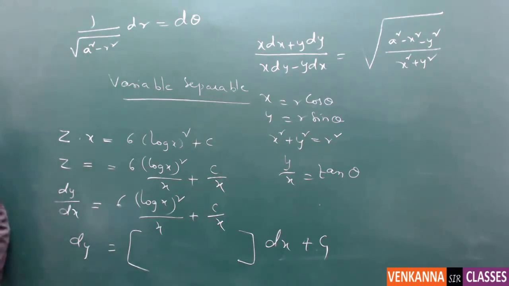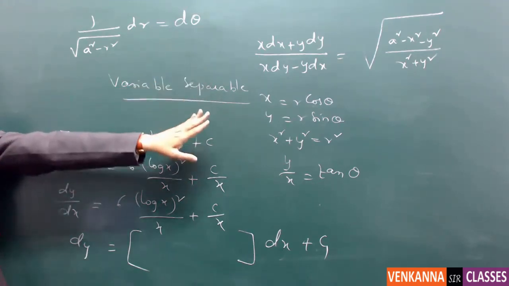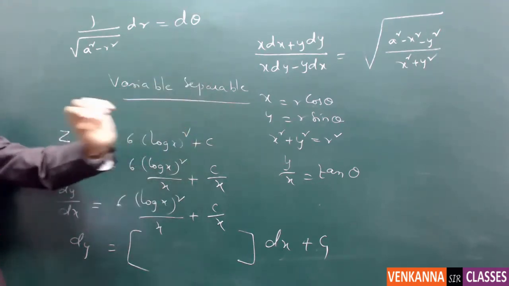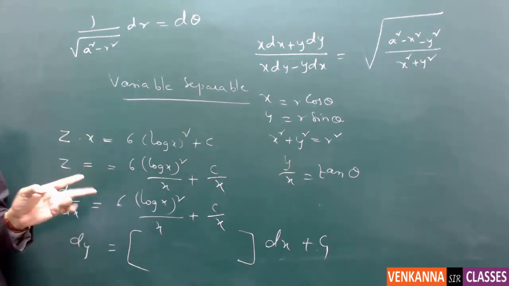So is the ideology clear? This kind of thing will come very rarely. Whenever a square root term is there, this type of problem is given. In that case only we use polar coordinates. At the most, the complexity we can expect is the previous two things.